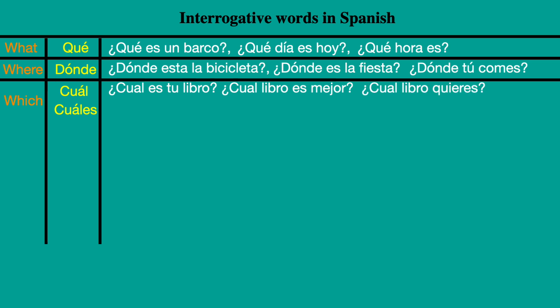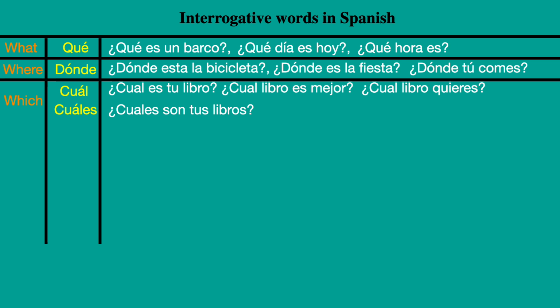¿Cuál libro quieres? It's only one book. Which one you want? Only you can select only one. ¿Cuál libro quieres? Which book you want? Only one. But then we have the plural. So the plural is when you're going to use the verb to be in plural.